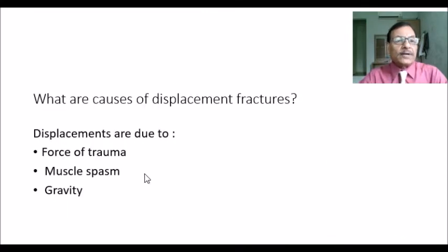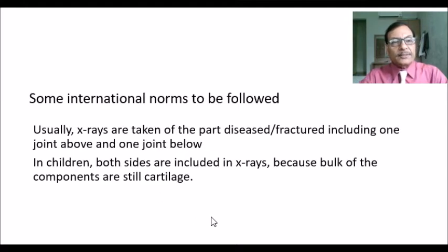Just to tell you what could be the causes of displacement of the fractures: usually the force of the trauma that has caused the fracture will displace the fragments, and it can be due to muscle spasm or sometimes due to gravity. There are some international norms which must be followed. For the X-ray, it is usually taken with the part which is fractured or diseased along with one joint above and one joint below. In children, usually both sides of the bone are to be X-rayed because the bulk of the components are still cartilage.